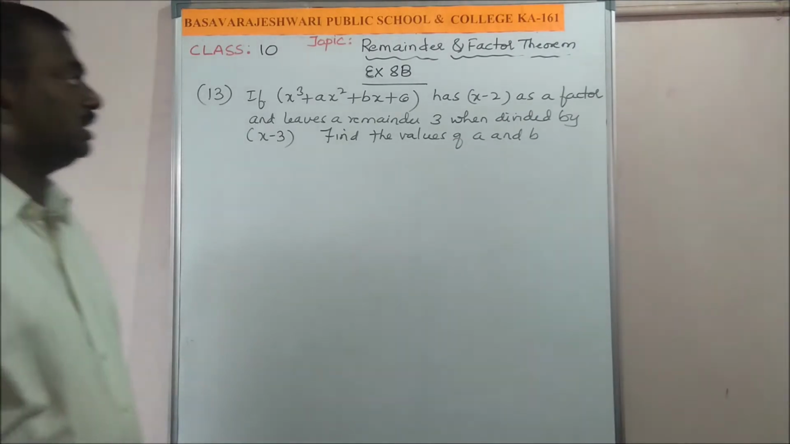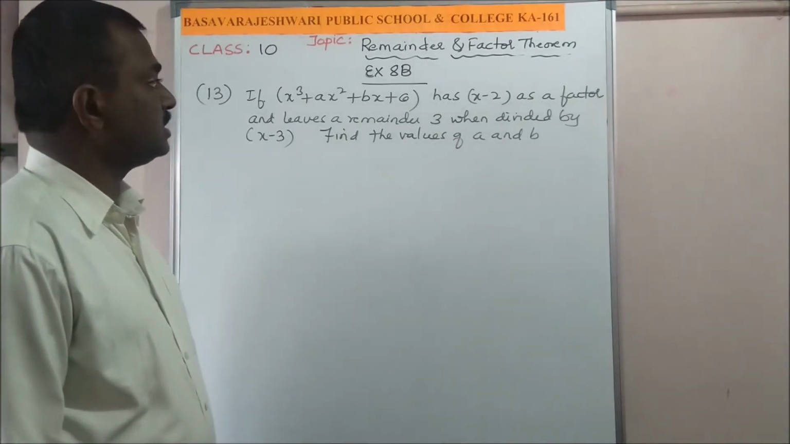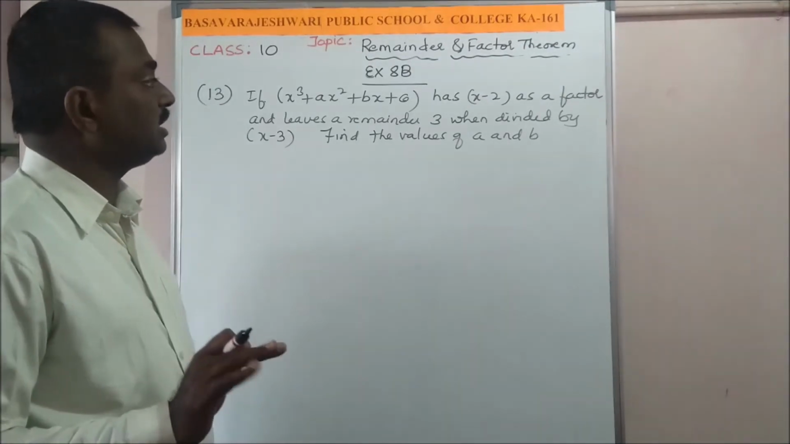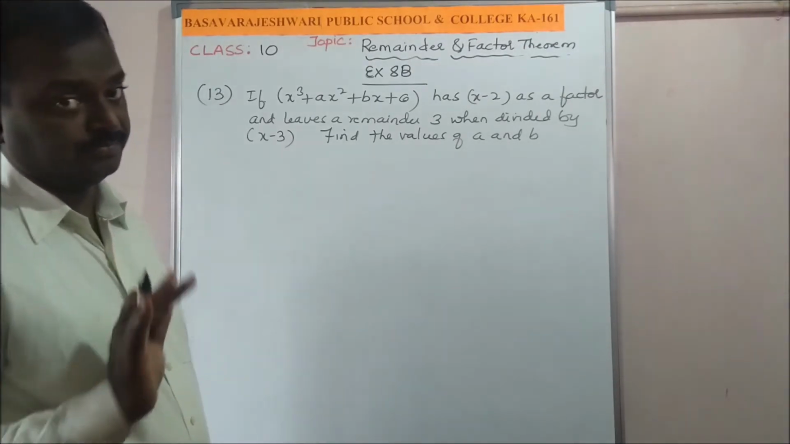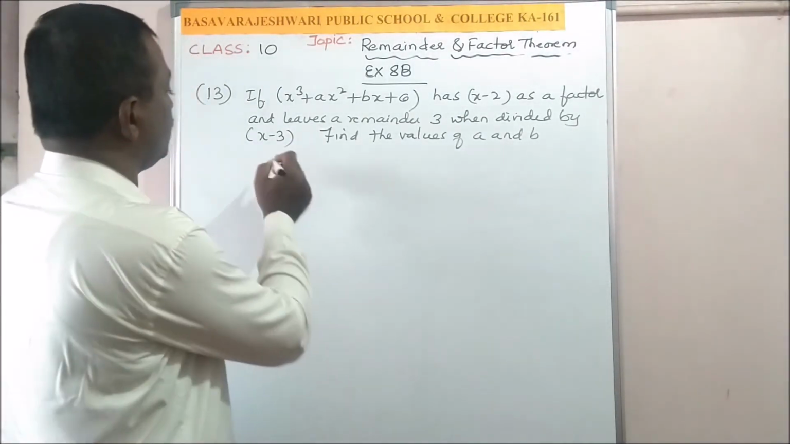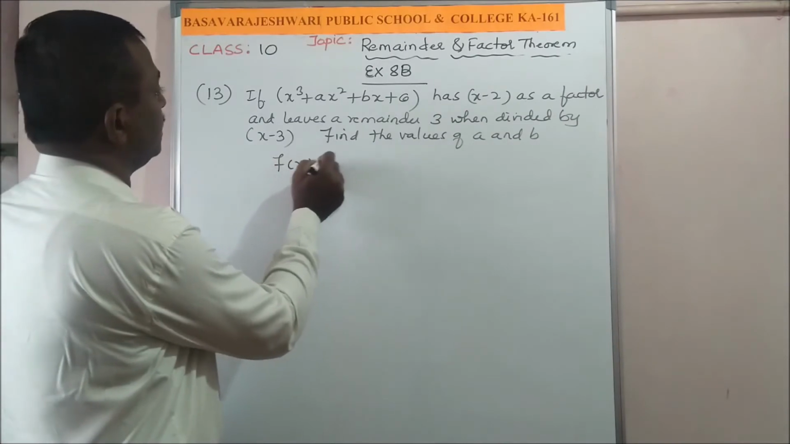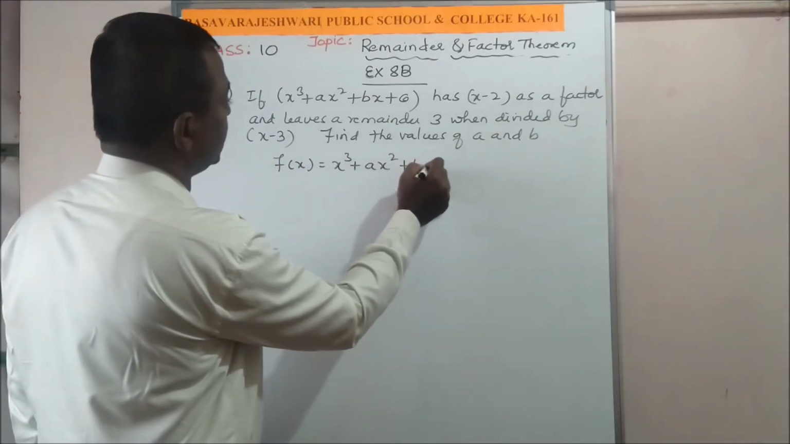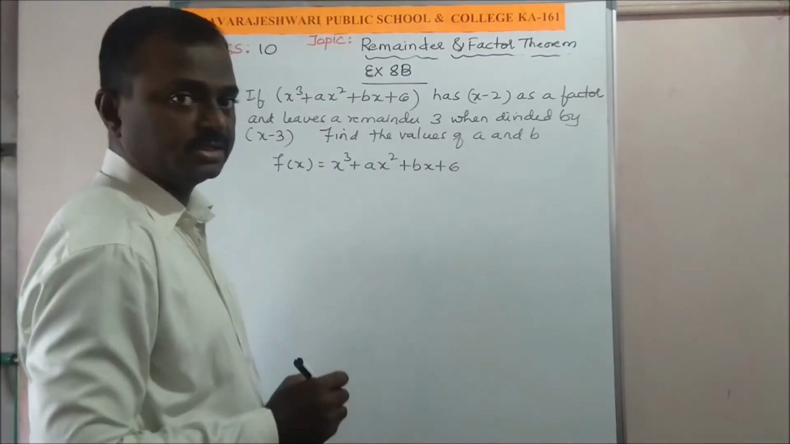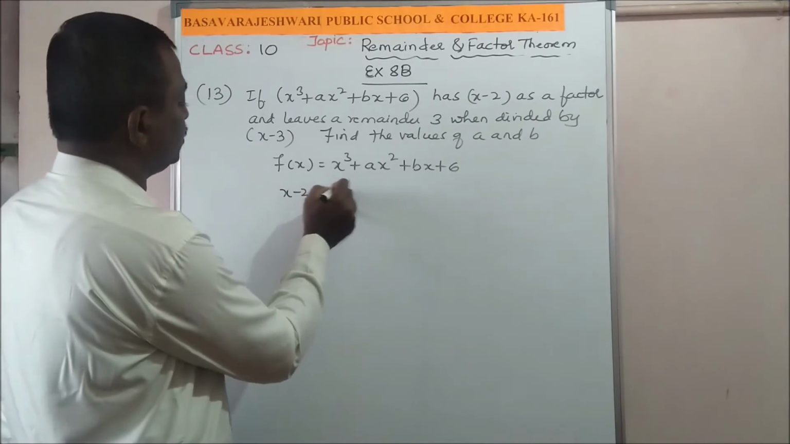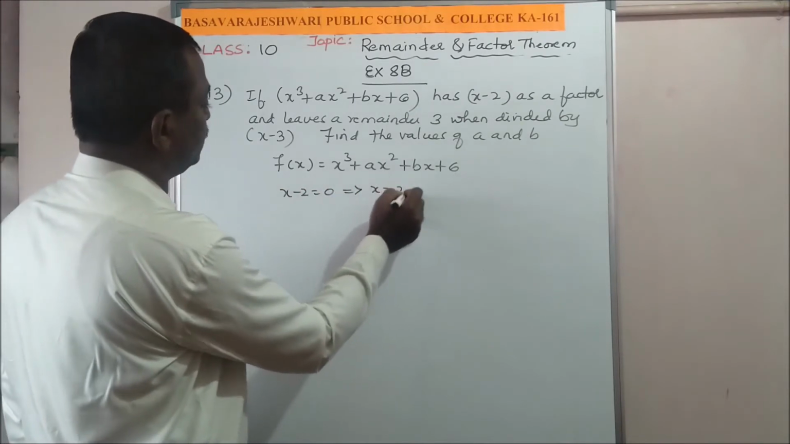Question number 13. If x cube plus ax square plus bx plus 6 has x minus 2 as a factor and leaves the remainder 3 when it is divided by x minus 3, find the values of a and b. So what is f of x? Polynomial x cube plus ax square plus bx plus 6. Correct? Now, first x minus 2 is equal to 0. This implies x is equal to 2.